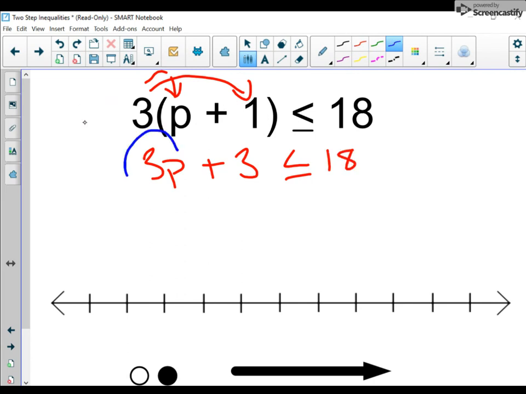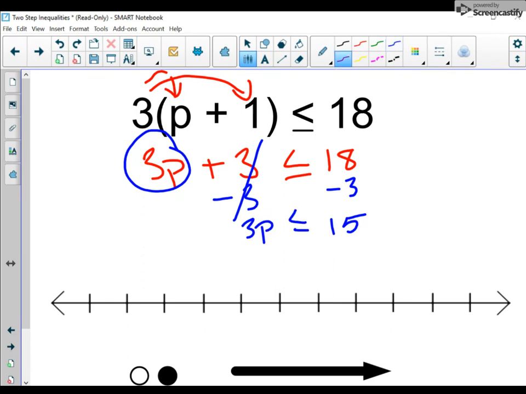So again, we want to get our term with our variable isolated. We want to get it by itself, so plus 3 is in my way, and the opposite of plus 3 is minus 3. But do I do it just to one side? No, I have to do it to both sides because I want to maintain that balance. So 3 minus 3 cancels out. 18 minus 3 is 15. So now I should be left over with 3p is less than or equal to 15.